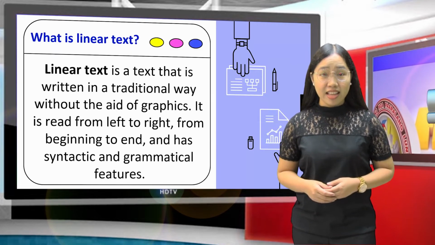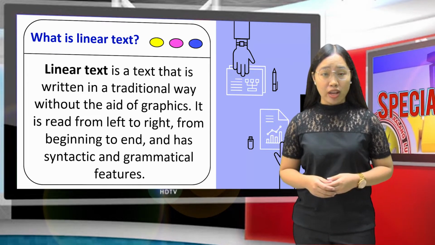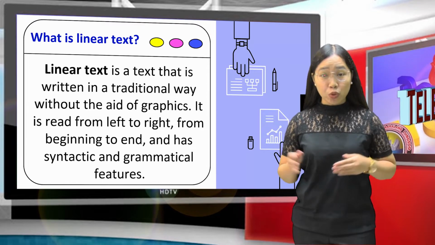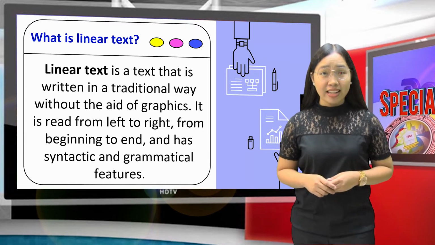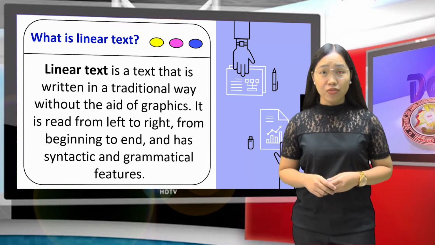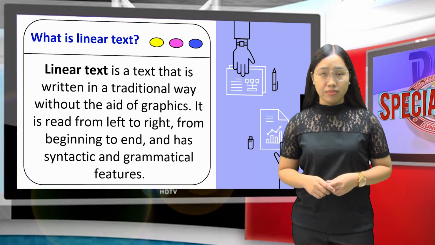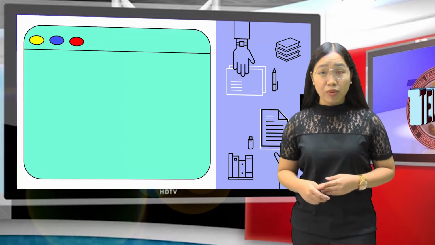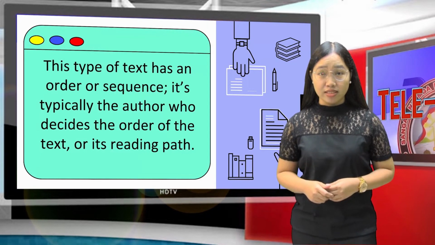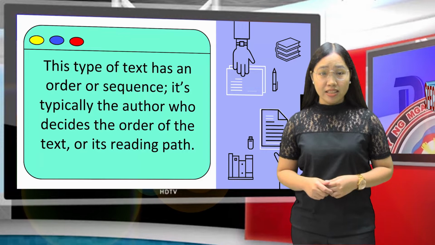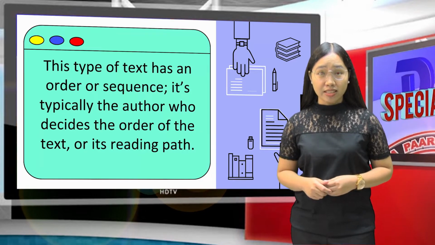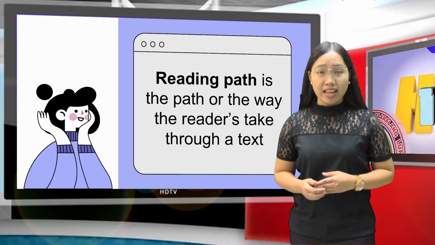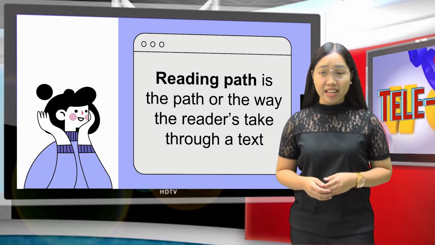Linear text is a text that is written in a traditional way without the aid of graphics. It is read from left to right, from beginning to end, and has syntactic and grammatical features. This type of text has an order or sequence. It is typically the author who decides the order of the text or its reading path. Reading path is the path or the way the readers take through a text.